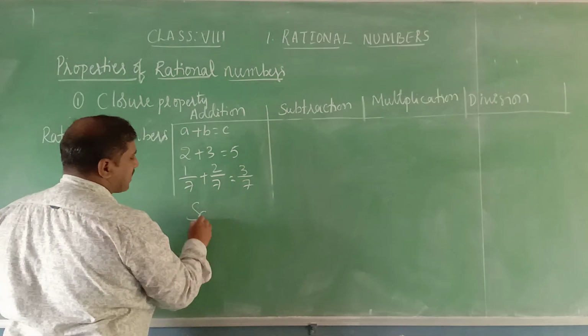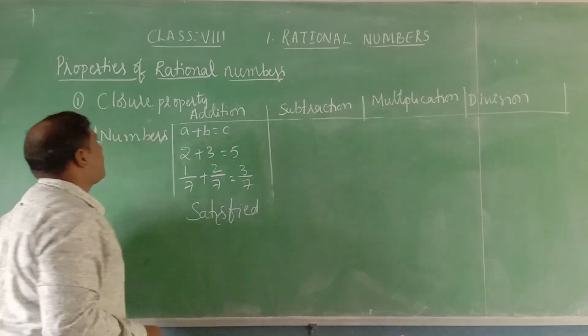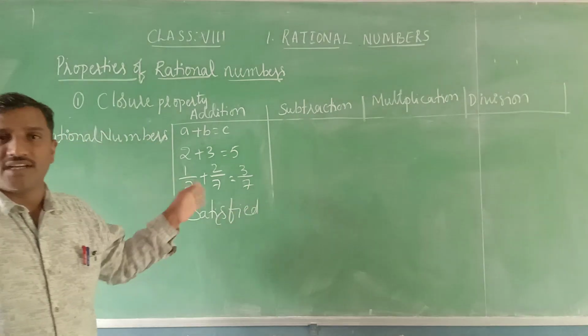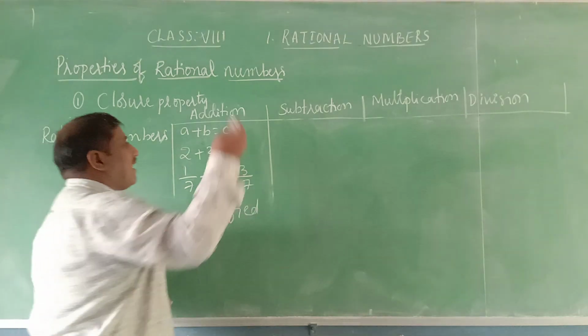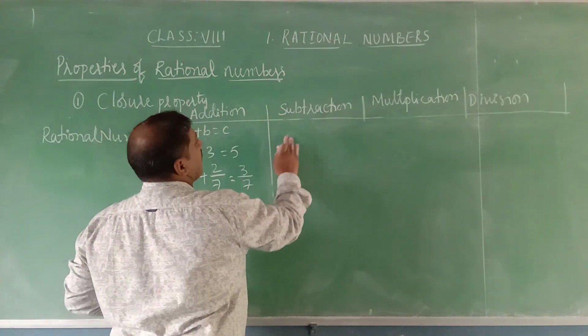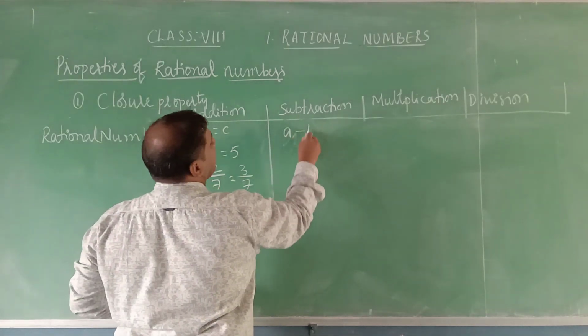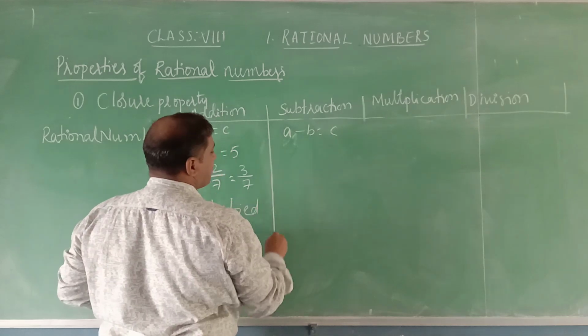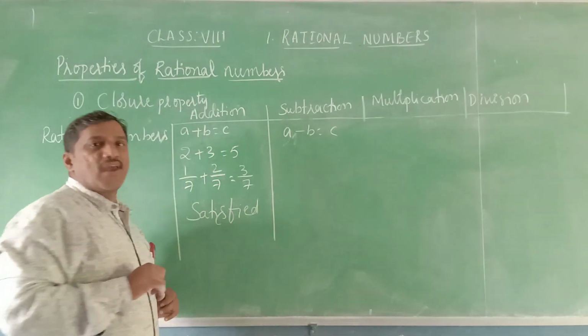Therefore, it is satisfied. So, closure property is satisfied by rational numbers under addition. What about subtraction? Let a, b be two rational numbers, then a minus b is equal to c. That is also a rational number.